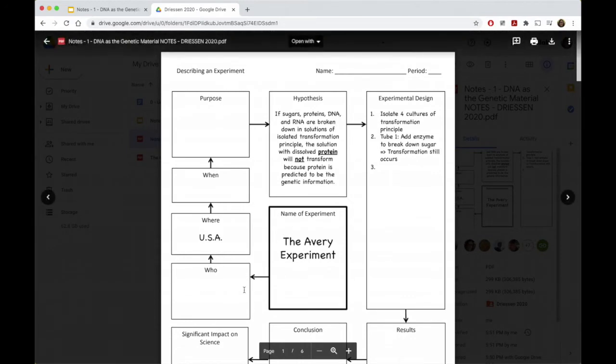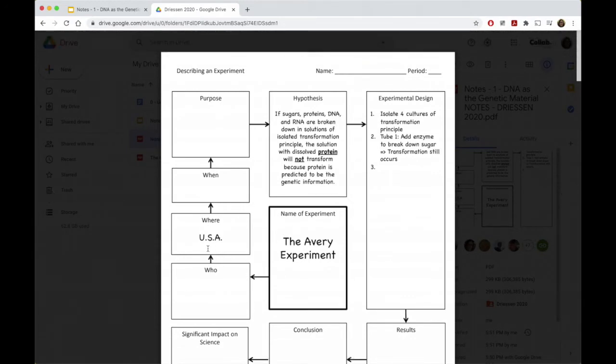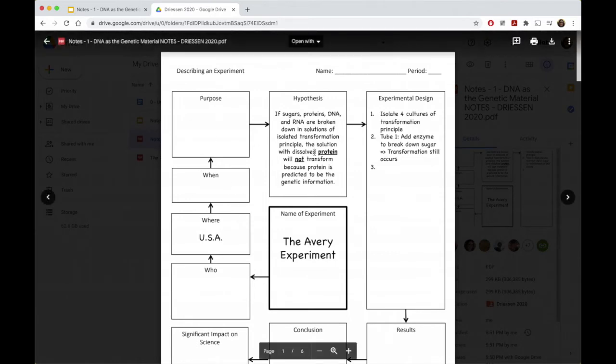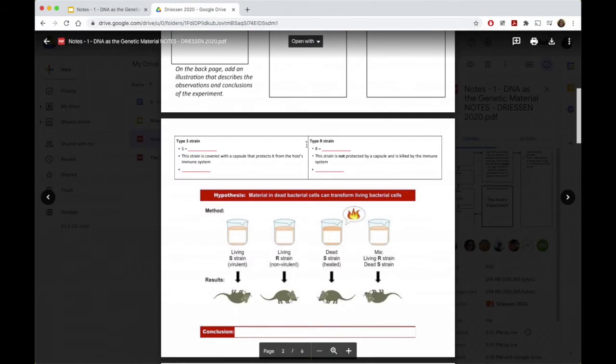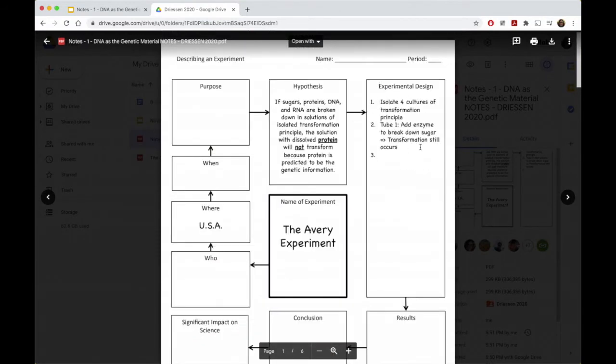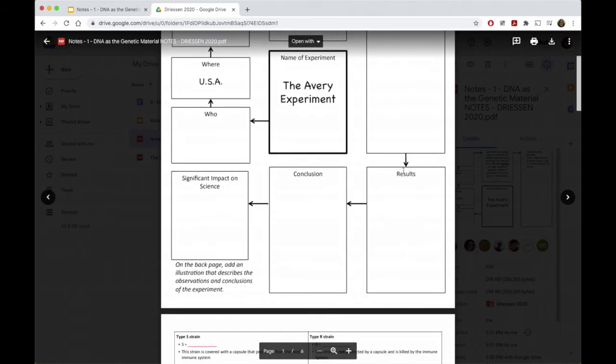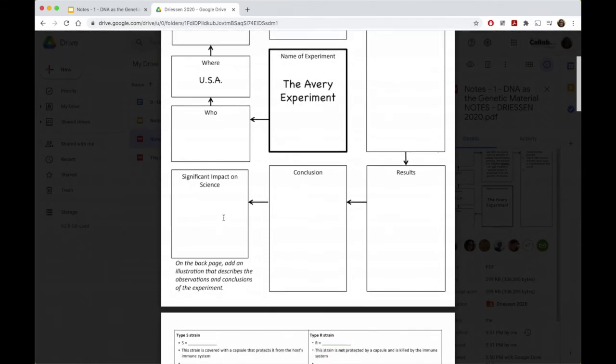This set of notes corresponds with this notes template where I will give you the who was involved, so the names of the scientists, where the research was conducted, the time frame, the purpose. I've given you the hypothesis for each of the experiments, and I've started filling in the experimental design for you, but you will want to finish filling that in. And then you'll also be putting in what were the results of that experiment, what was the conclusion of that experiment, and why was that significant, or what was the importance of it.